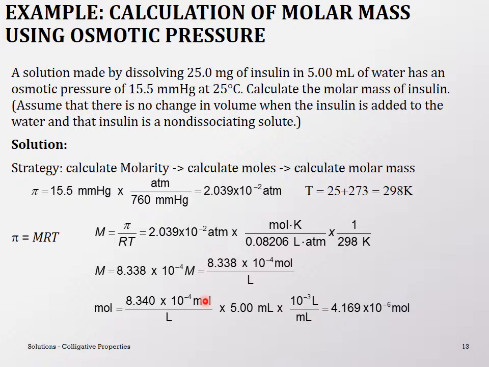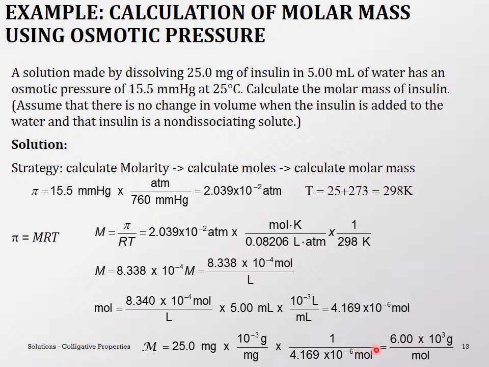Once you find the moles of insulin, what we need to do is calculate the molar mass. Remember, molar mass is grams per mole. This is the milligrams given to us, so we'll convert that into grams. Once that is converted into grams, you just divide that by moles. So grams per mole will give us the molar mass. This is the molar mass of insulin.